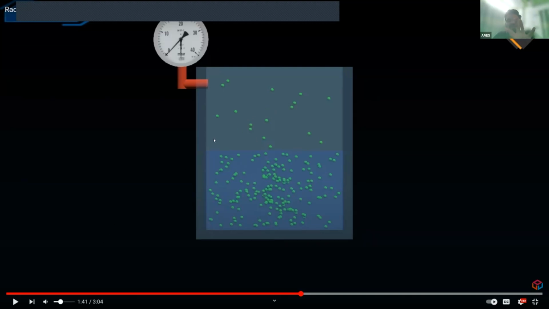At this state, if it is a closed container, they will exert some pressure on the wall of the container at equilibrium. We will note this pressure, what pressure they are exerting right now, and this is known as the partial pressure of the pure solvent or pure substance. Understood? At this time there is no B particle, only A particle is here.